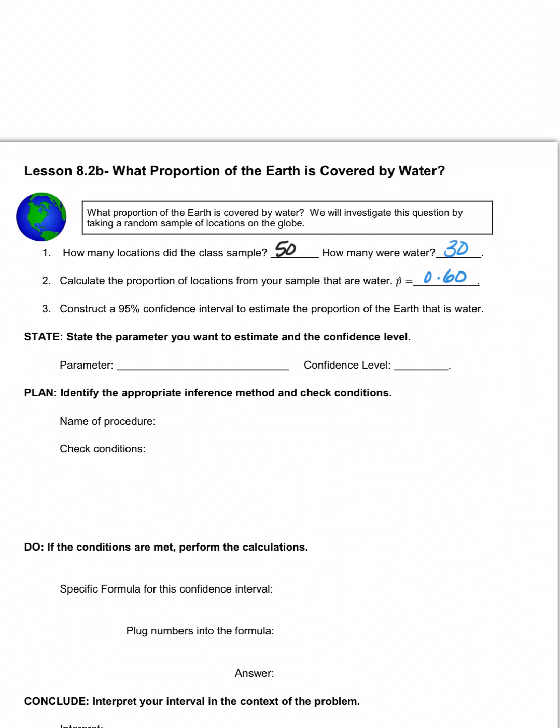All right. So what we're going to see is an outline of how you're going to work these questions from here to May. And this outline works for a lot of different questions we cover for the FRQs that you will see. So you'll get really used to this, all right? The first step is the state step, where you state the parameter that we're trying to estimate and the confidence level. So the parameter means we've got to put it in context. What is it we're looking for here? P, the proportion of earth covered in water. At what confidence level? 95%.